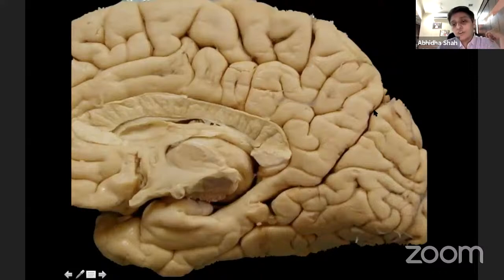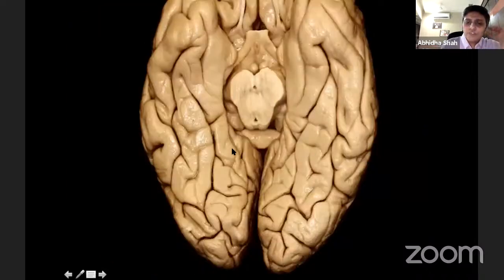This is the parieto-occipital sulcus. This is the calcarine sulcus. You can see this wedge-shaped region is the cuneus. This is the lingual gyrus. Now the parahippocampal gyrus continues both as the cingulate gyrus and as the lingual gyrus, as you can clearly see in this region. So this image we've already seen.